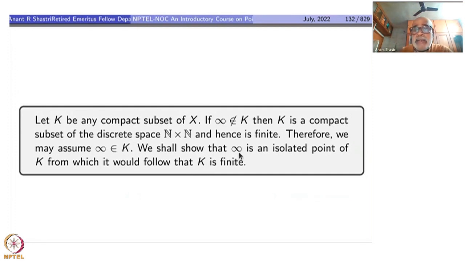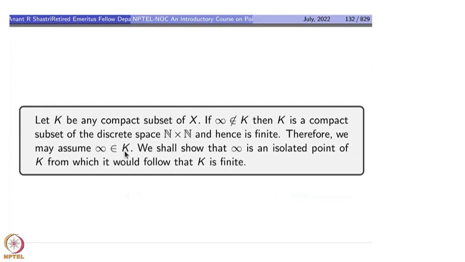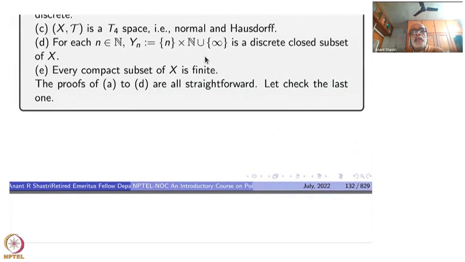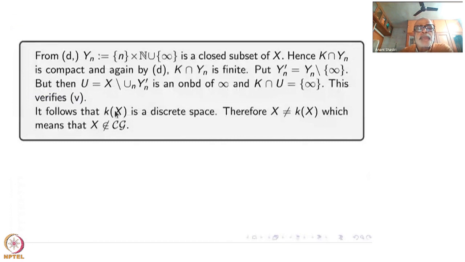So let us see why infinity is an isolated point inside a compact subset K. The proof is similar to what we did here, but a little more thing. You have to just examine the definition carefully. From D, Yn, which is {n} × N union infinity, is a closed subset of X. That's what we have seen. Hence, K intersection Yn is compact because K is compact. Intersection with Yn will be a closed subset of K, so it will be a compact subset of Yn. Again by D, K intersection Yn is finite. Why? Because we have just seen that this is a discrete space.